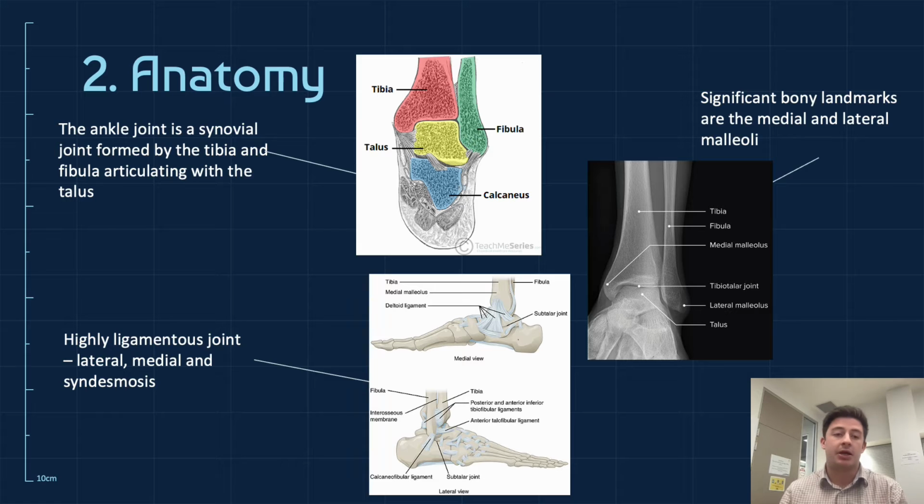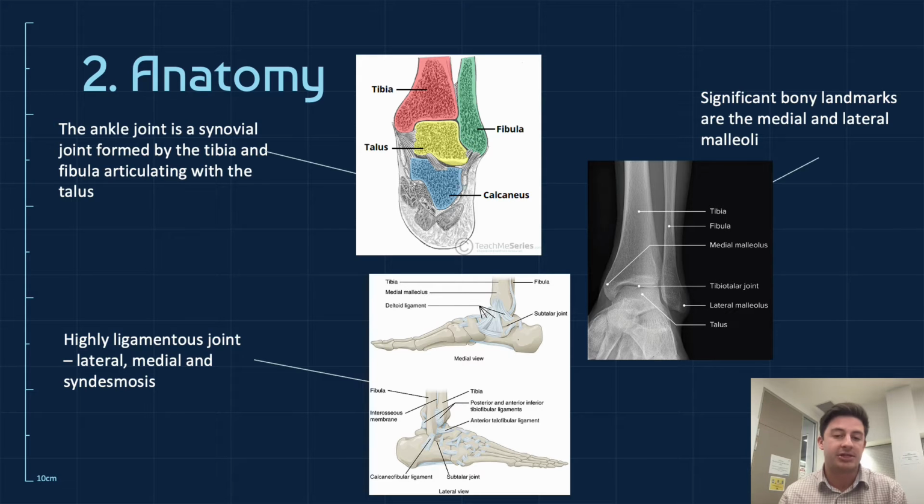So the general anatomy: the ankle joint is a synovial joint formed from the tibia, fibula, and their articulation with the talus. The significant bony landmarks to be aware of, we mentioned the malleolus before, are the medial and lateral malleolus you can see there. I'll also discuss a posterior malleolus later.